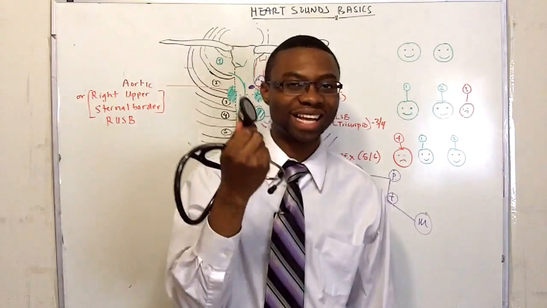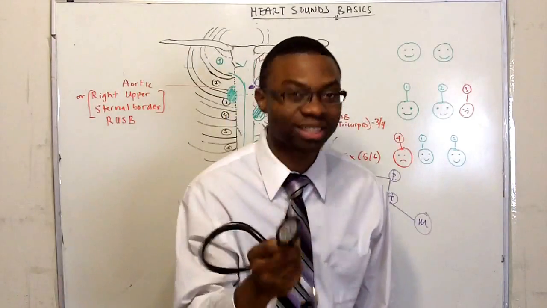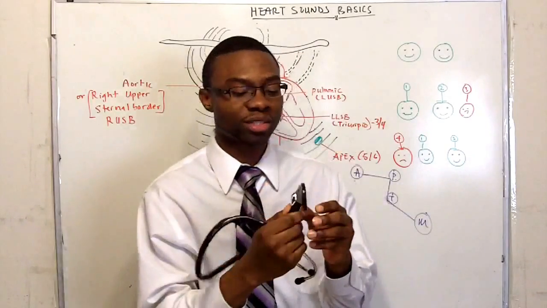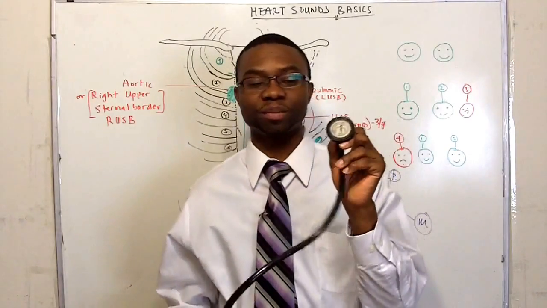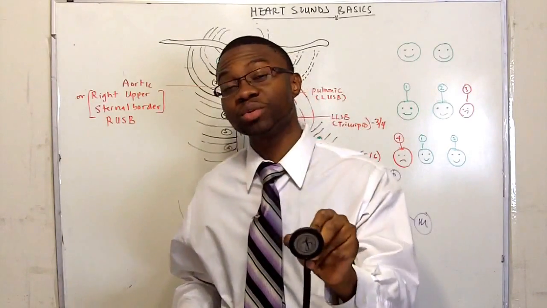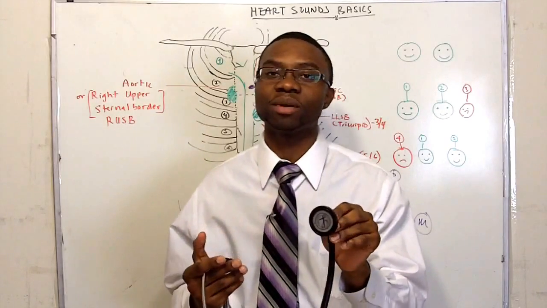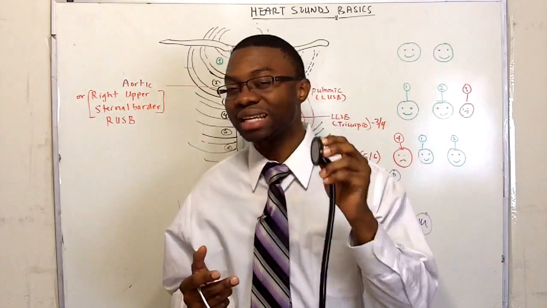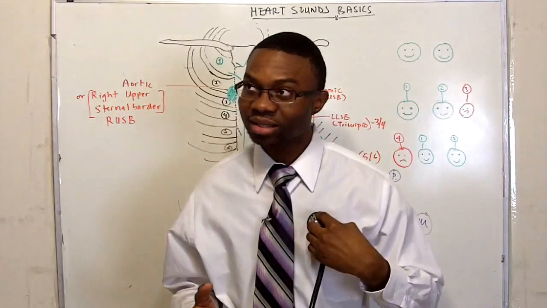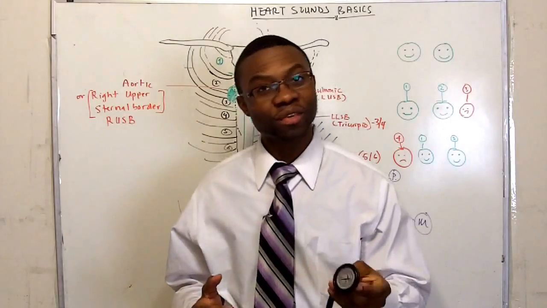So if you end up buying this and you're like, I don't know what the bell is, well, the way it works is it depends on pressure. It's a pressure gradient. If you press really, really hard, guess what? You're using the diaphragm. Now to use the bell, you have to lightly place it on the chest to listen. So you have to be very good at using this.